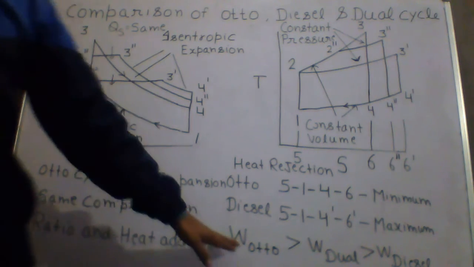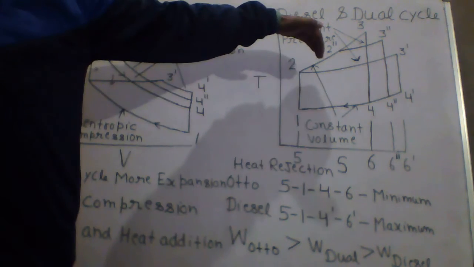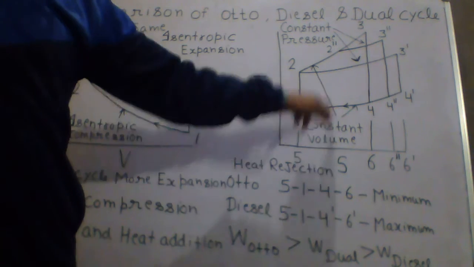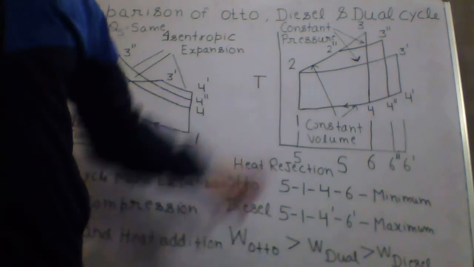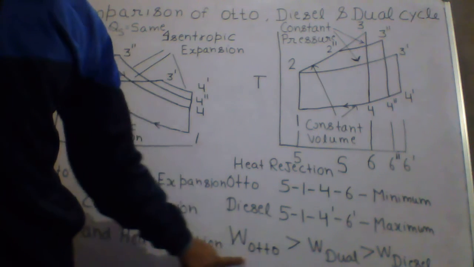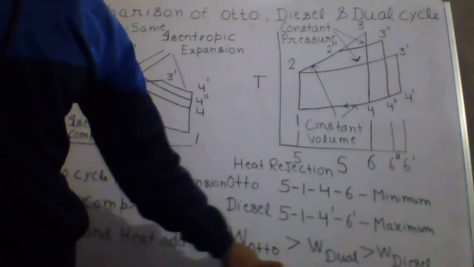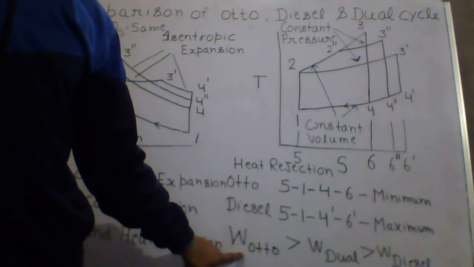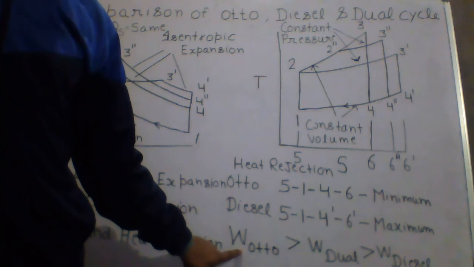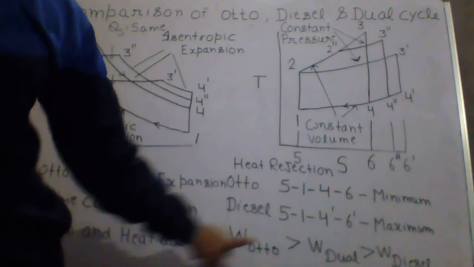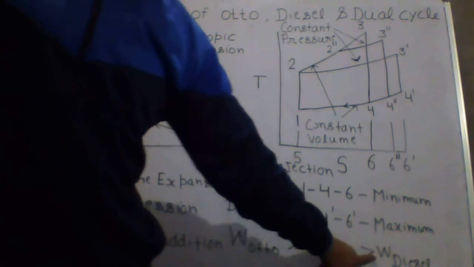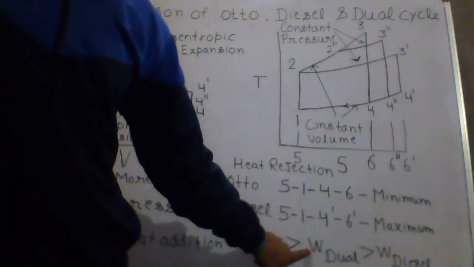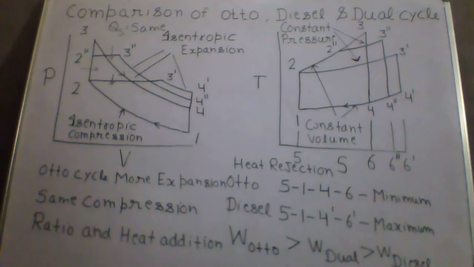The same goes for efficiency. Because heat supplied is same and the amount of work is different, if you divide work by the amount of heat supplied, you will get efficiency. Work by heat supplied gives efficiency, so the efficiency of Otto cycle is more than the efficiency of dual cycle, which is greater than the efficiency of diesel cycle.